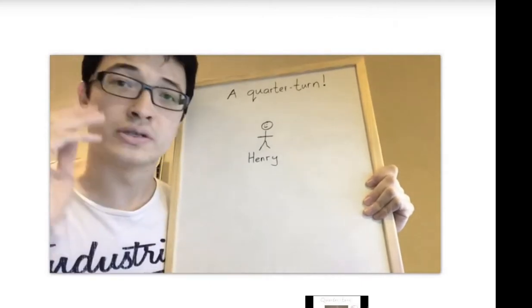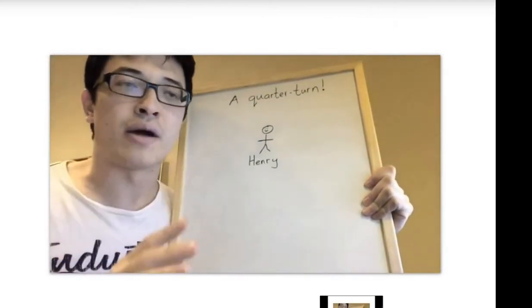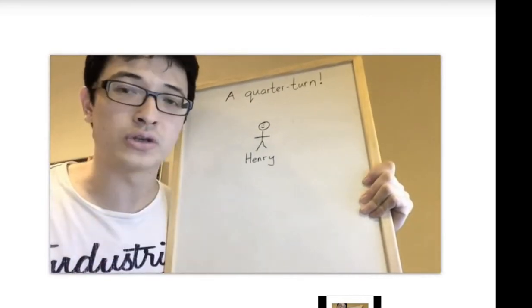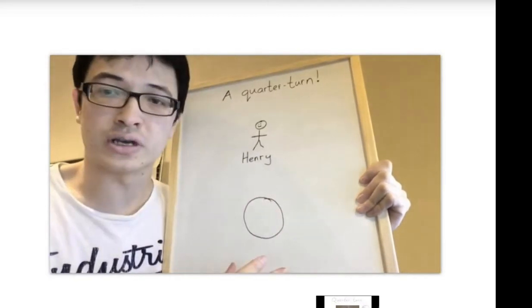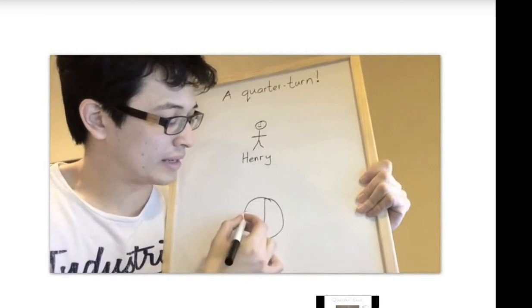Right, so step 4. I can make a quarter turn. Now, if you remember, and if you've done fractions before, a quarter looks a little bit like this. Okay, so you've got a circle, and a quarter looks a bit like this.